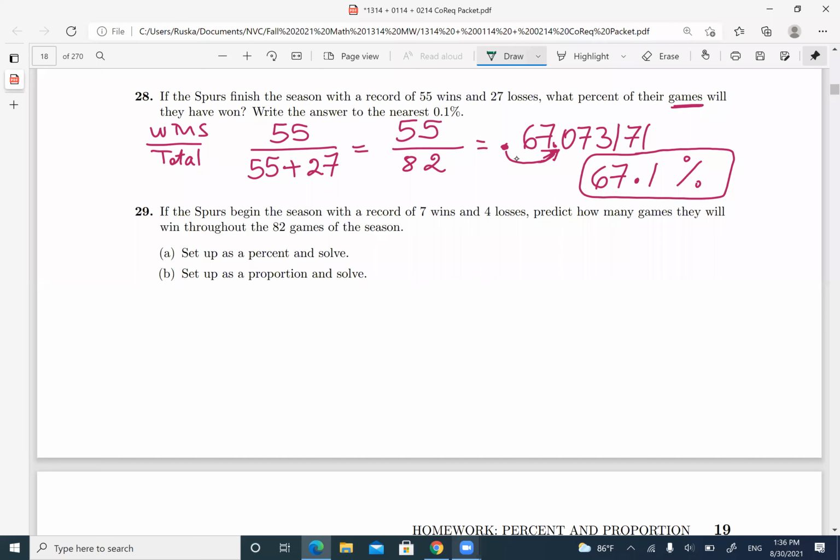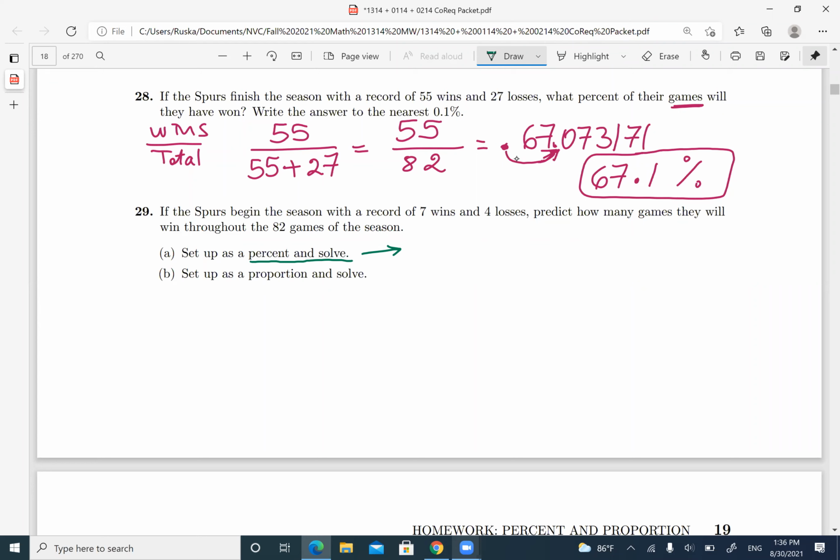So one of them is the percentage. The way we just did, we calculate the percentage of the wins, right? And then you take that percent out of 82 games. And another one is we have to set up a proportion. So I'm going to do the percentage here, and then after that I'm going to do the proportions. The way we did 28 is we find the percent. So that finding the percent is going to help us in number 29.